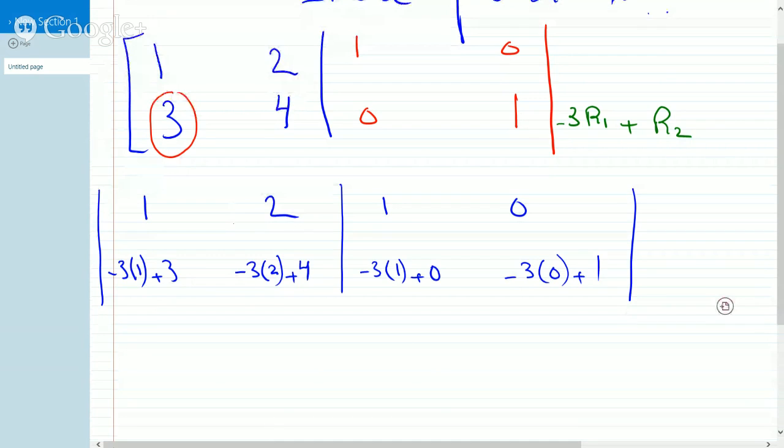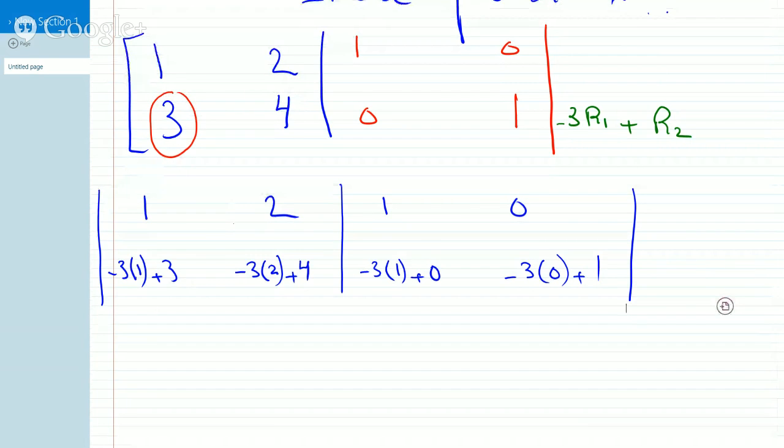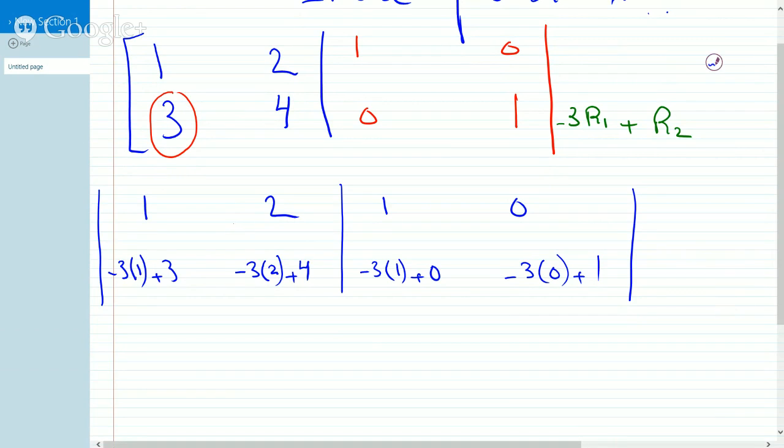And this with 2. Oh, and you have to do it all the way across. You have to do it up here too? Every single one. You have to do it on every single one. But what about the 4? I did that too. Minus 3 times 2 plus 4.